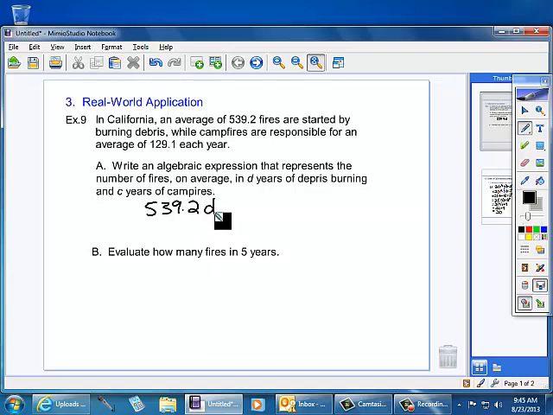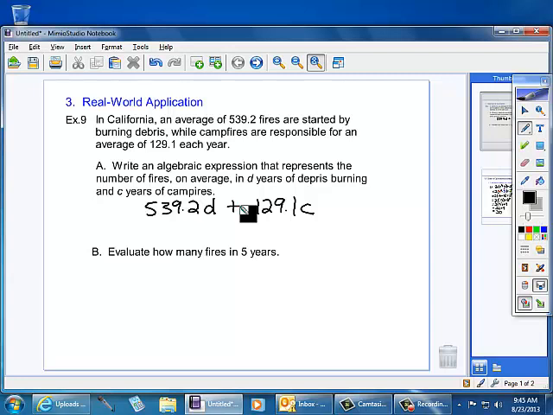I multiply that. Then, separately, if I want to know how many fires are started by campfires, I would take the 129 and multiply that by the number of years I want to predict. Okay. We said that would be C. If I want to find the total, like when you go to the grocery store and get a total, they add it all up, so we're going to add that all up.